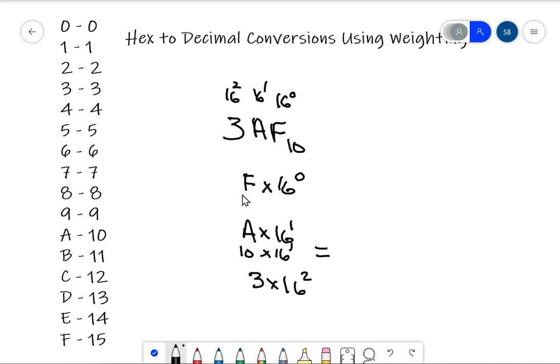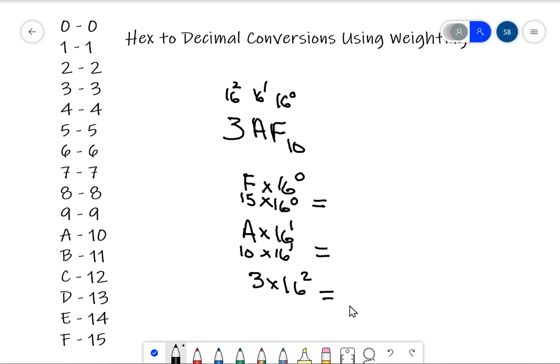Same way here with F. F times 16 to the 0 is not a concept because the digit F doesn't exist, but I can change that to decimal and say this is 15 times 16 to the 0. And down here, I don't have to worry about that because I have a hex number that's in the normal decimal range, so 3 times 16 squared. I can put that in my calculator. I probably can work that in my head, but let's be consistent. Put it in the calculator.